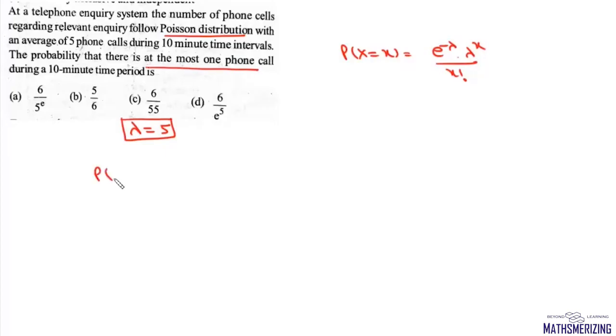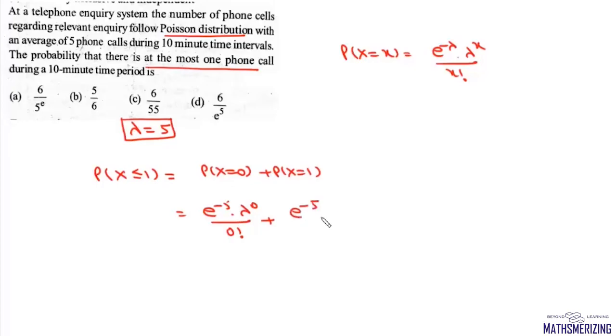That means we have to find this probability that x is less than or equal to 1. Now this is probability of x equal to 0 plus probability of x equal to 1. Now here value of lambda is 5. So it will be e to the power minus 5 into 5 to the power 0 upon factorial 0 plus e to the power minus 5 into 5 to the power 1 upon factorial 1. So it will be simply 6 upon e to the power 5, and that's your option D.